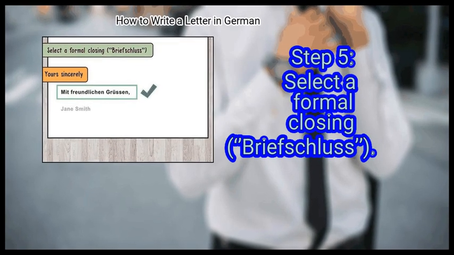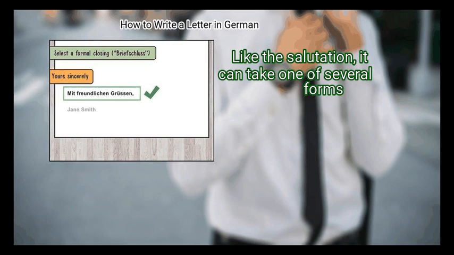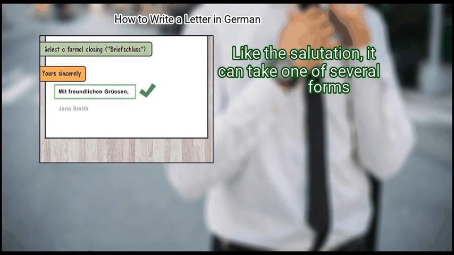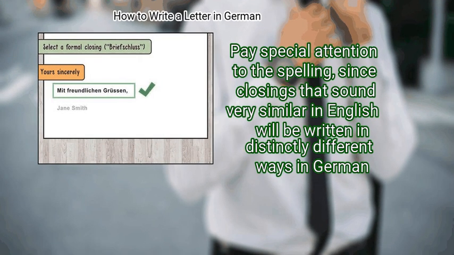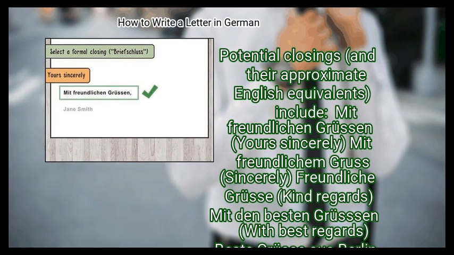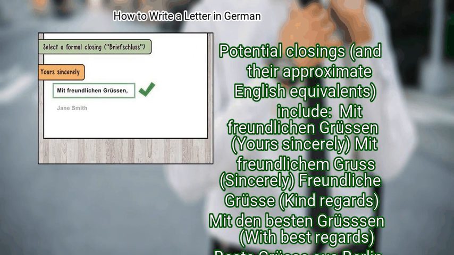Finally, select a formal closing, Briefschluss. The closing of your letter should be courteous and respectful. Like the salutation, it can take one of several forms. Pay special attention to the spelling, since closings that sound very similar in English will be written in distinctly different ways in German. Potential closings, and their approximate English equivalents, include: Mit freundlichen Grüßen, yours sincerely; Mit freundlichem Gruß, sincerely; Freundlicher Gruß, kind regards; Mit den besten Grüßen, with best regards; Beste Grüße aus Berlin, best regards from Berlin; Herzlicher Gruß, warm greetings.